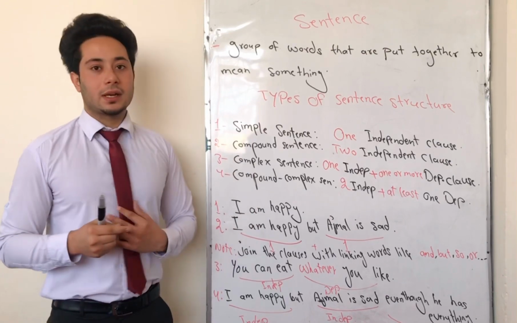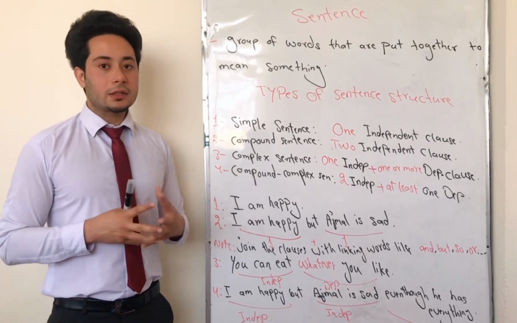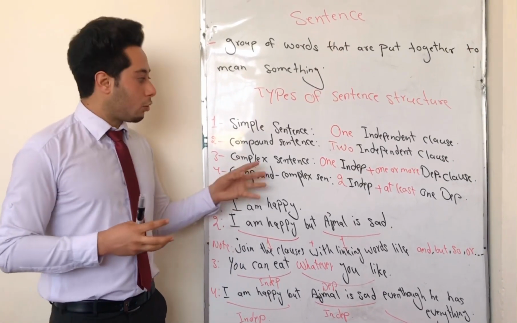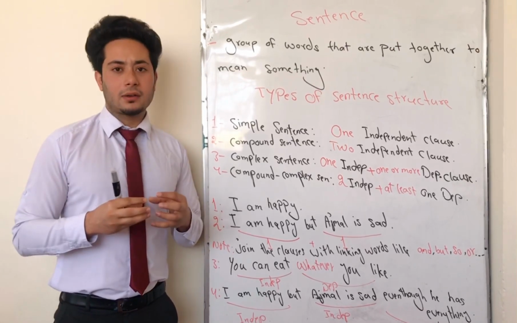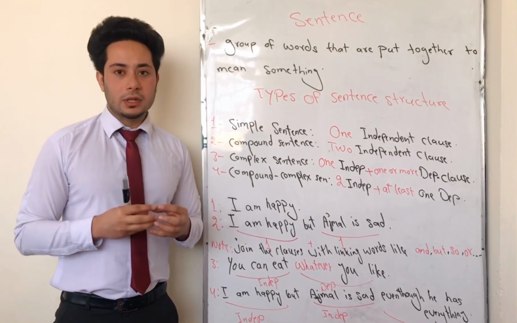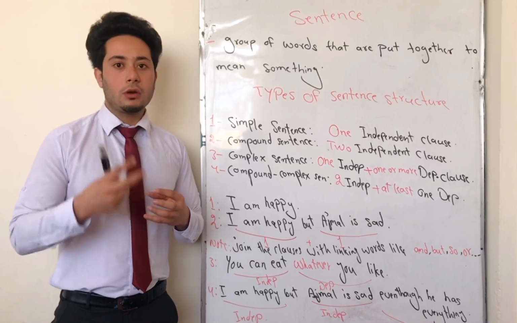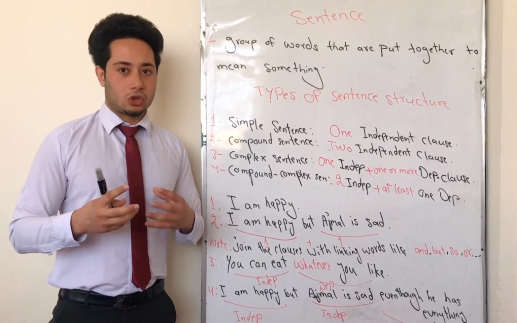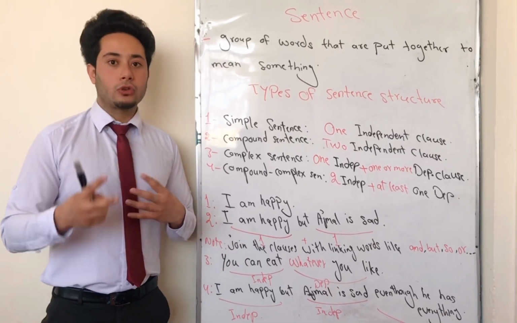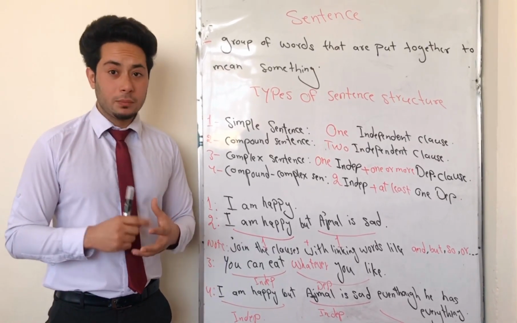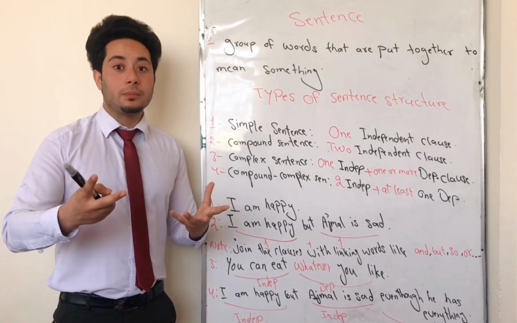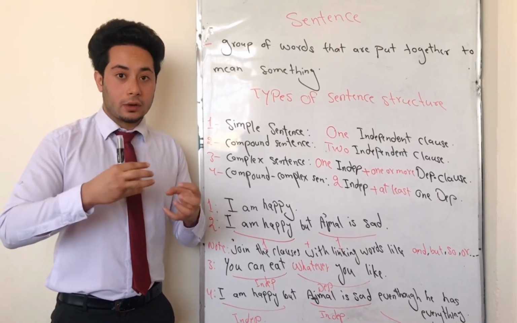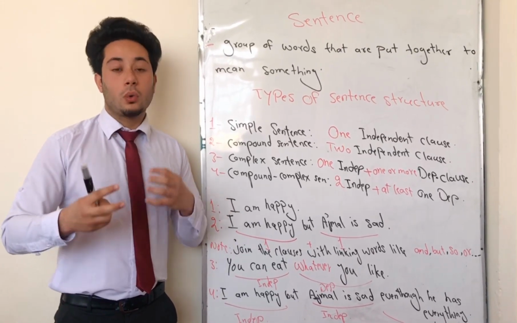Let's talk about the second type of sentence structure. The second type of sentence structure is called compound sentence. We can simply define compound sentences like this: compound sentences are those sentences that are made of two simple sentences. Or we can also say compound sentences are those sentences that are made of two independent clauses. It means two clauses with a complete meaning, and we can join these two independent clauses with some linking words.